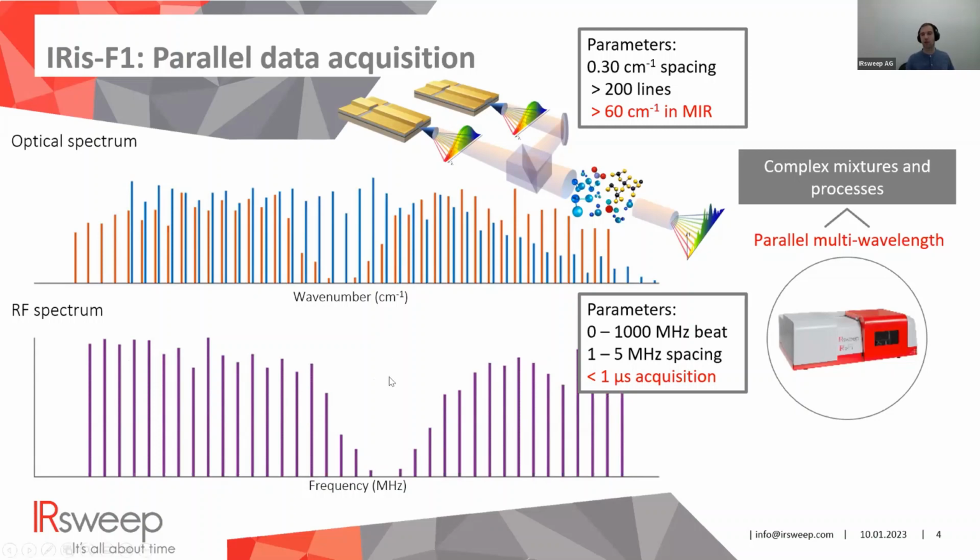Because the inverse of the spacing actually gives us the time resolution of our measurement. And from the 1 to 5 megahertz, you can take it that we can measure faster than 1 microsecond. We can measure the spectra faster than 1 microsecond. So take-home messages of this slide: more than 60 wave numbers coverage in less than 1 microsecond.